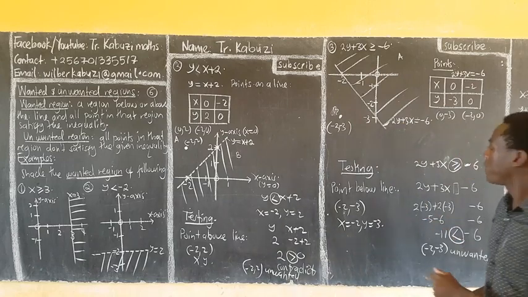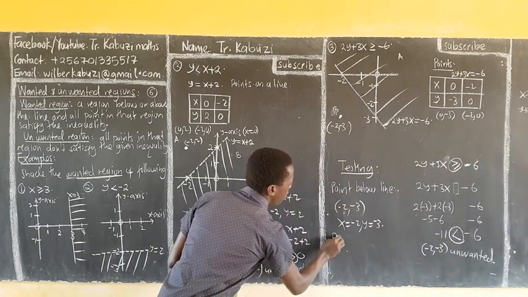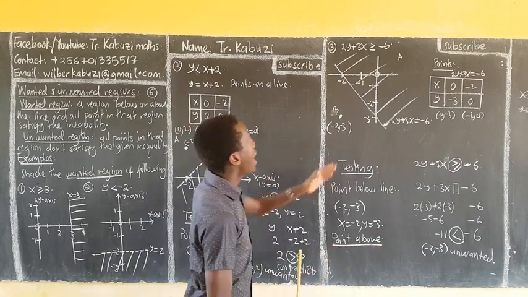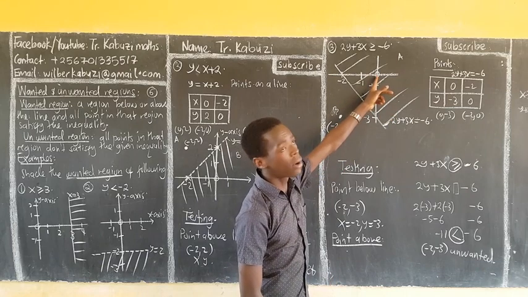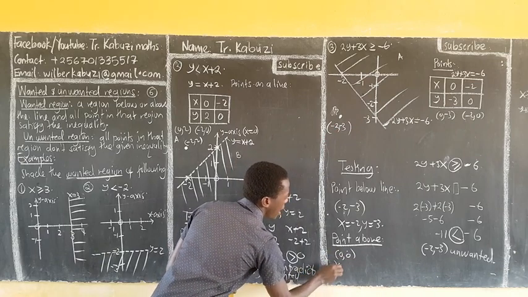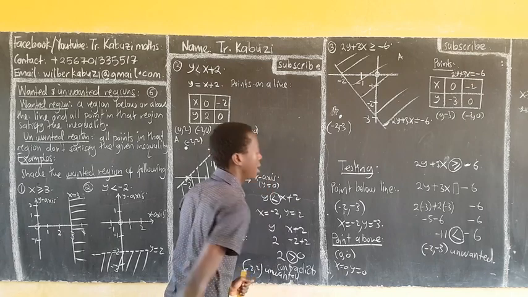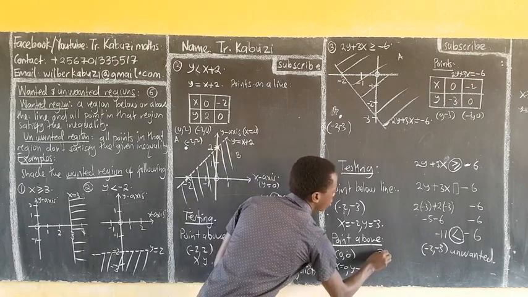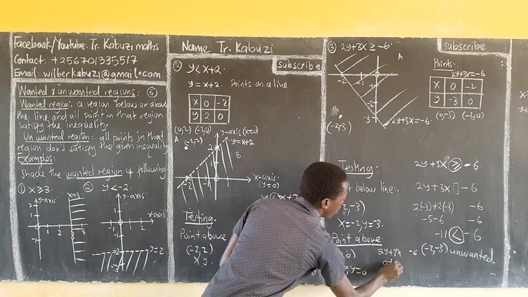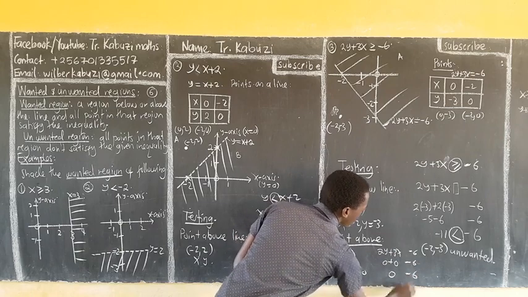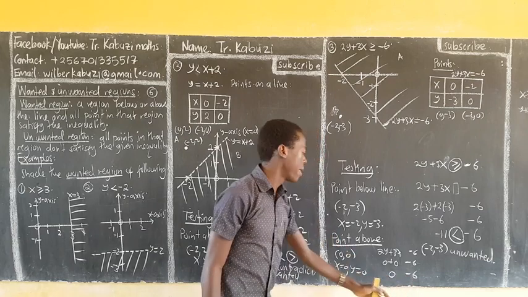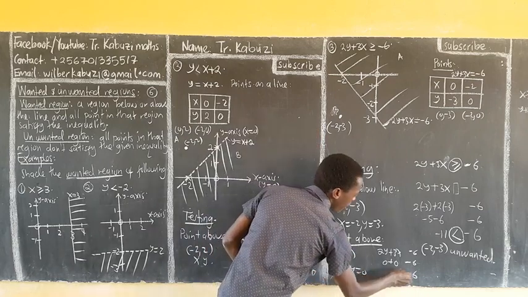Someone can say, what if I pick a point below and then a point above? Let me pick a point above. Above this line we have the easiest point, 0, 0. So let me pick 0, 0, so that my x is 0, my y is 0. Let us substitute into our 2y plus 3x, negative 6. So this will be 0 plus 0, negative 6. This will be 0, negative 6. Now which sign is it, is 0 less than negative 6 or greater? 0 is going to be greater than this.